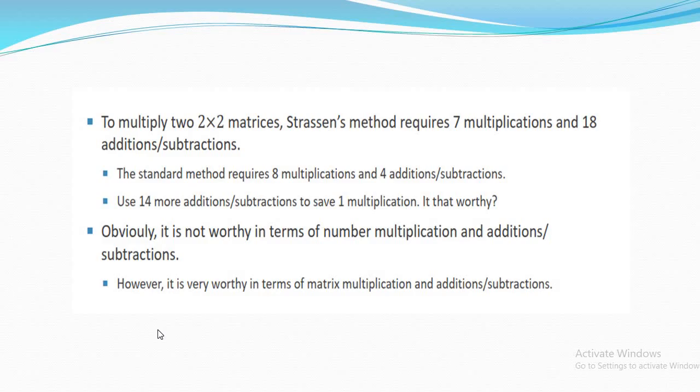Strassen's method requires 7 multiplications and 18 additions and subtractions. The standard matrix multiplication requires 8 multiplications and only 4 additions. But here 14 more additions or subtractions are required to save only 1 multiplication.